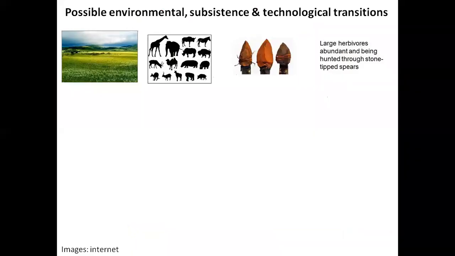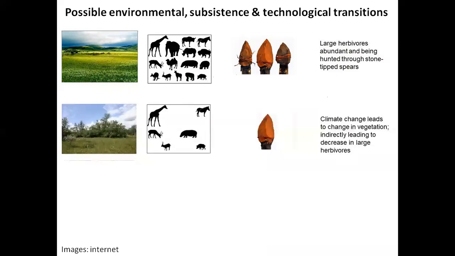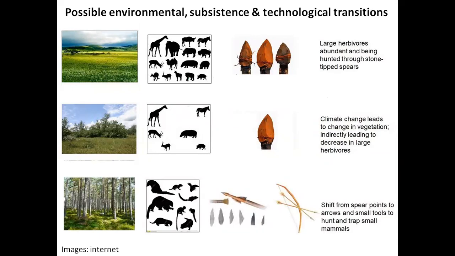So how would technology change in relation to habitat change? We imagine that we have a grasslands with large mammals. And what is needed for large mammals is spears, large stone points attached to spears for hunting. Gradually, there's climate change. Grasslands decrease, forest environments increase. The large mammals become less in number. So does the frequency of spears. Less large mammals means less spears. Eventually, we have forest environments dominated by small mammals, and then the technology changes to bow and arrow. So this is a hypothetical scenario of how climate change and habitat change leads to technological change.